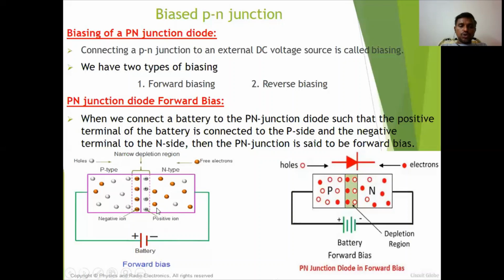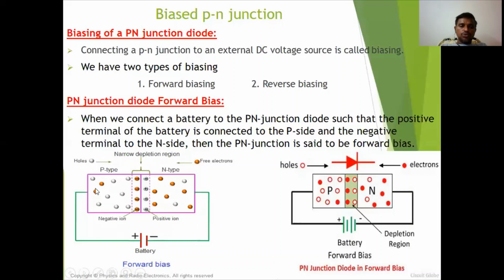So here the applied voltage is opposite to the direction of the depletion region electric field. There is a possibility of the depletion region decreasing, or the resistance will decrease, as we connect in forward bias. So if we increase this external voltage, the positive terminal is connected to the p-type and the negative terminal is connected to the n-type.